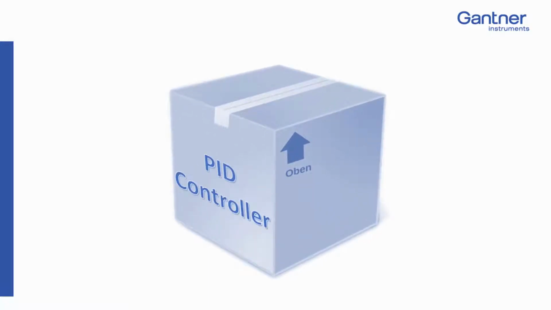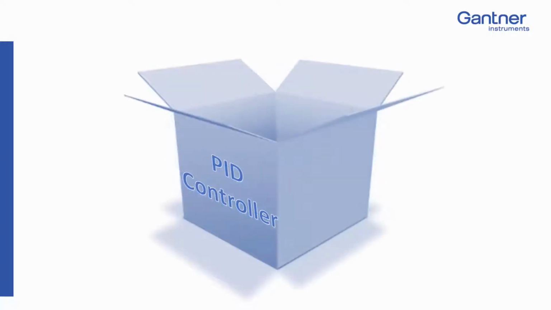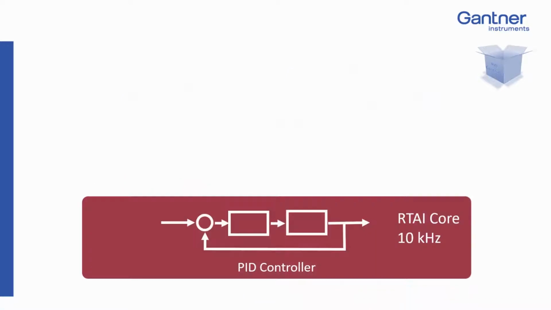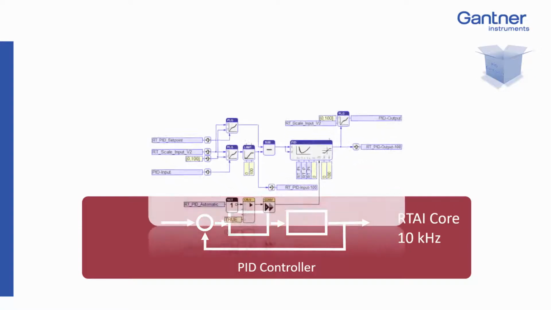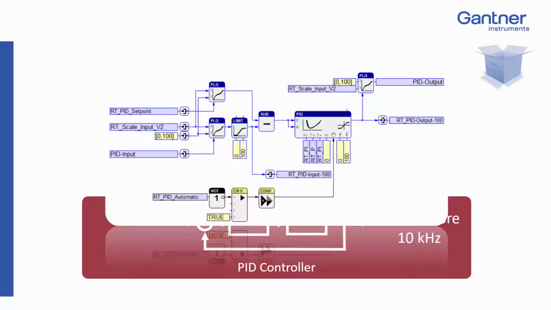To demonstrate, we have an example of an application with a PID controller. Now let's have a look into the package. The package contains a complete test.con application with various software parts in different runtime environments. First, we will have a look at the software in the real-time kernel. Here we can find the actual PID controller.